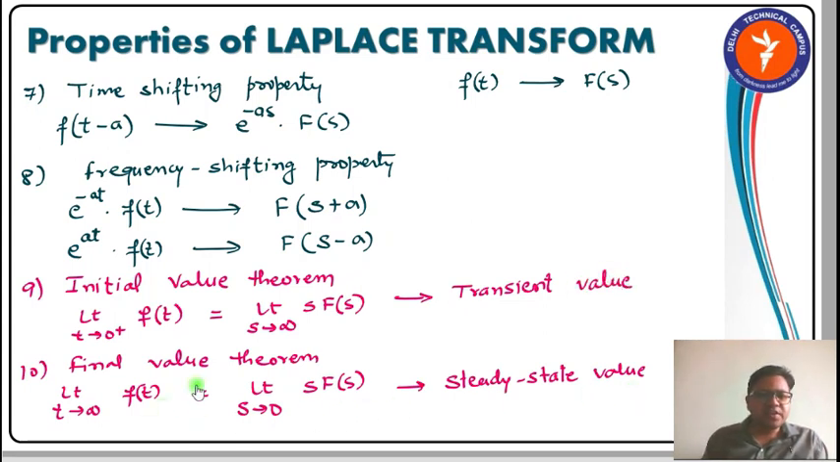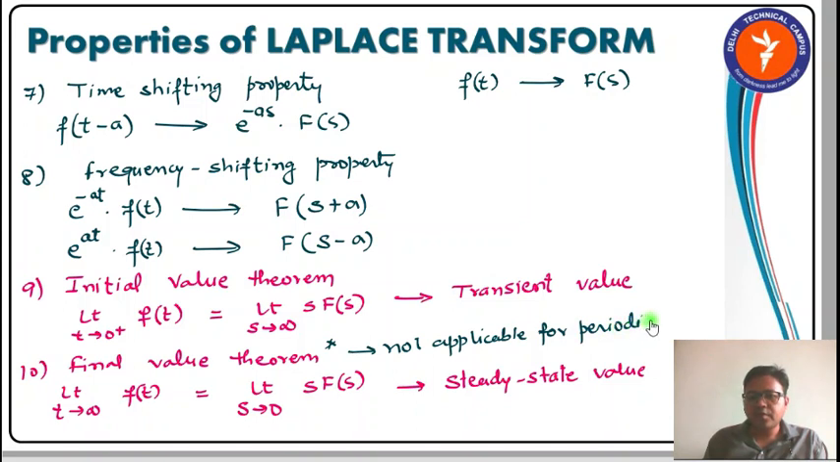There is a condition with this final value theorem, that it is not applicable for periodic functions. So if f of t is periodic, let us assume that f of t is sin omega t, then this value is not applicable. This is not applicable.